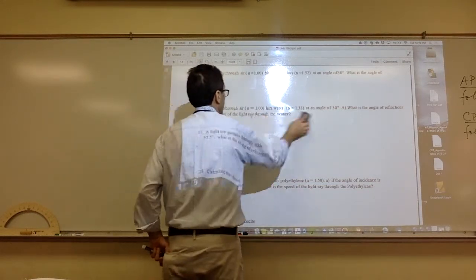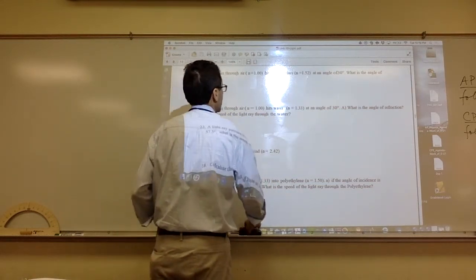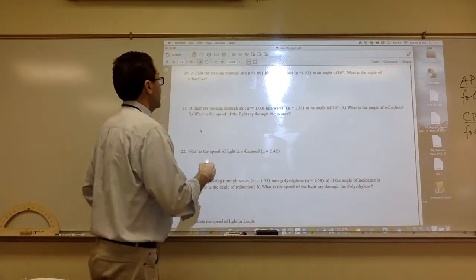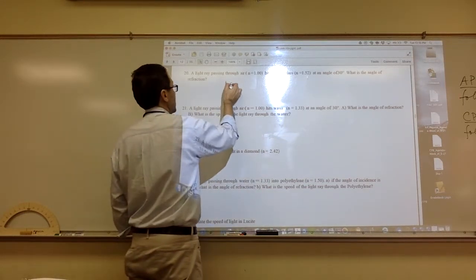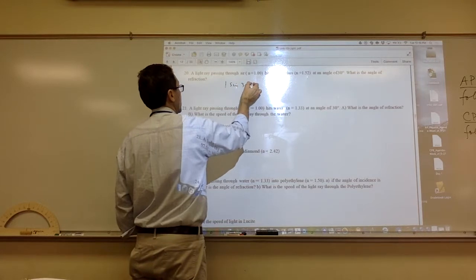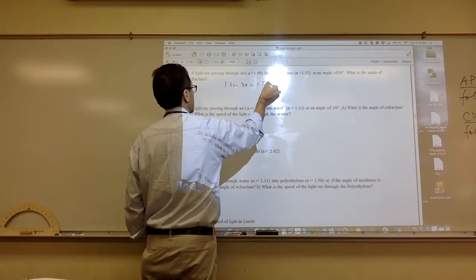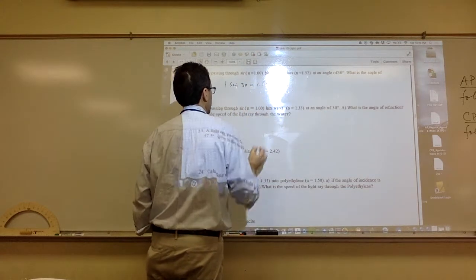Number 20, you're going from air to glass. We're trying to find the angle of refraction, so we do 1 sine of 30 equals 1.52 sine of theta r. See how simple this stuff is?